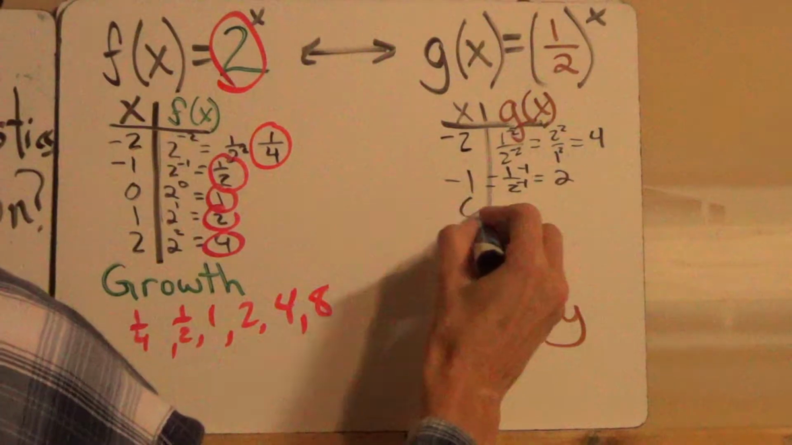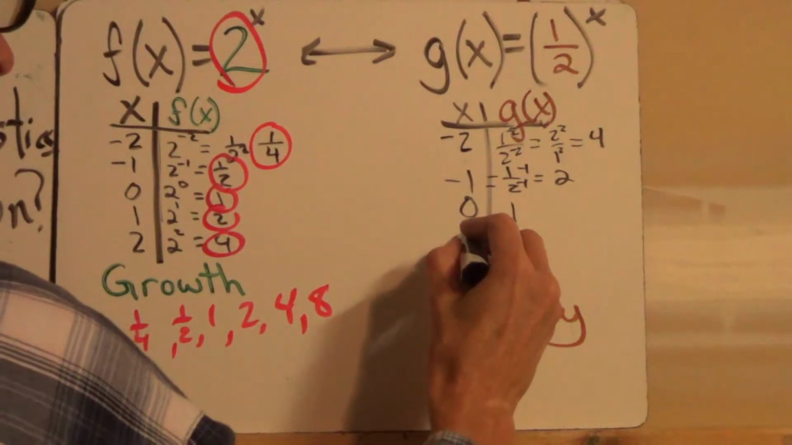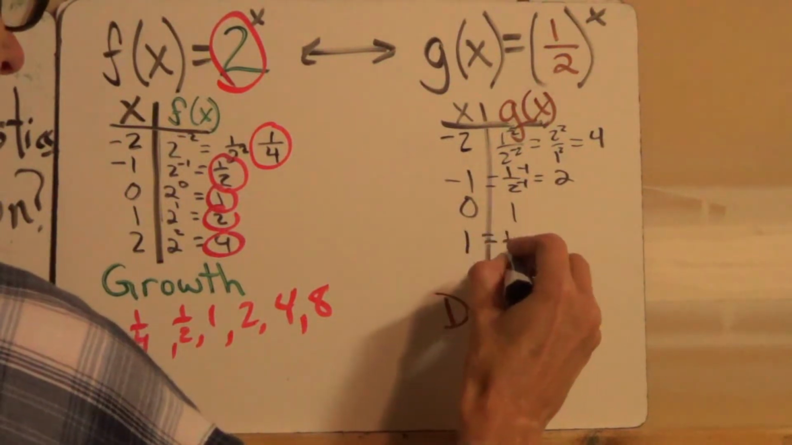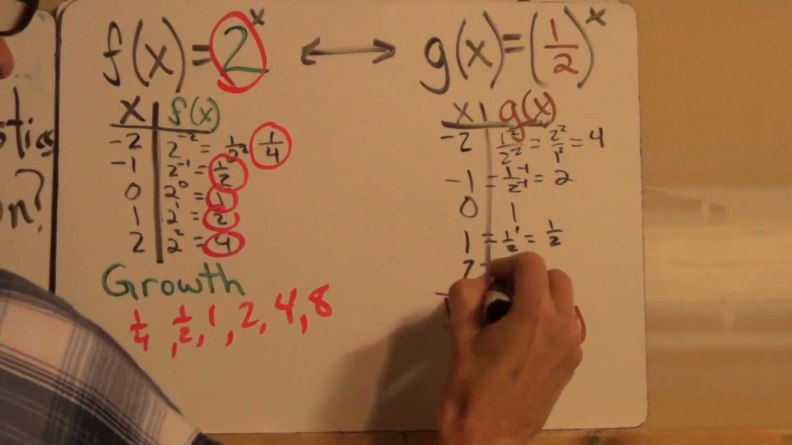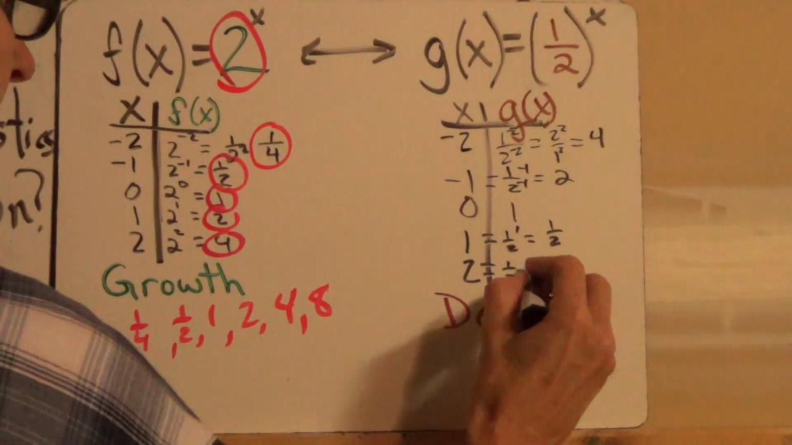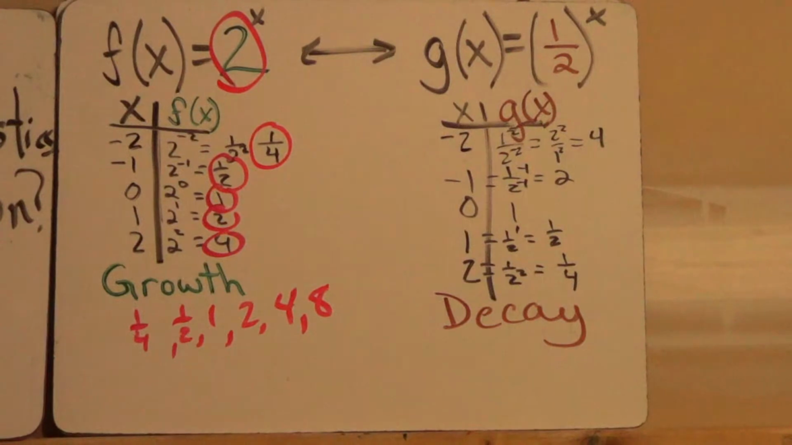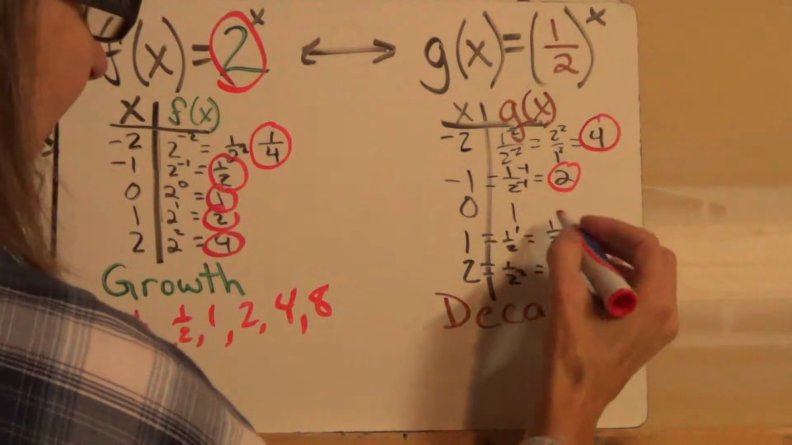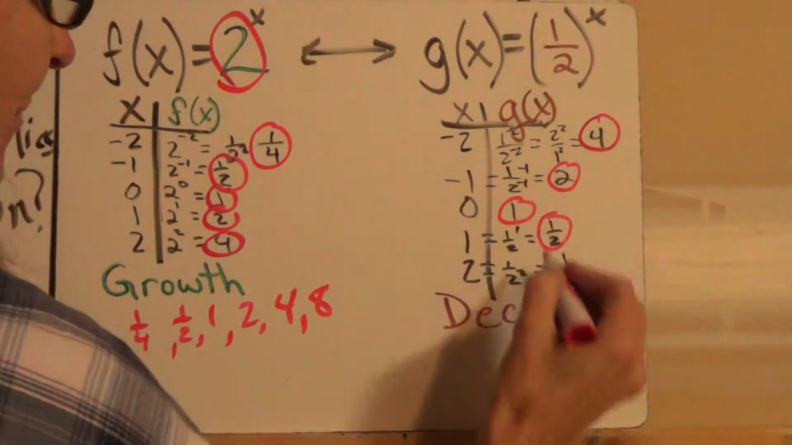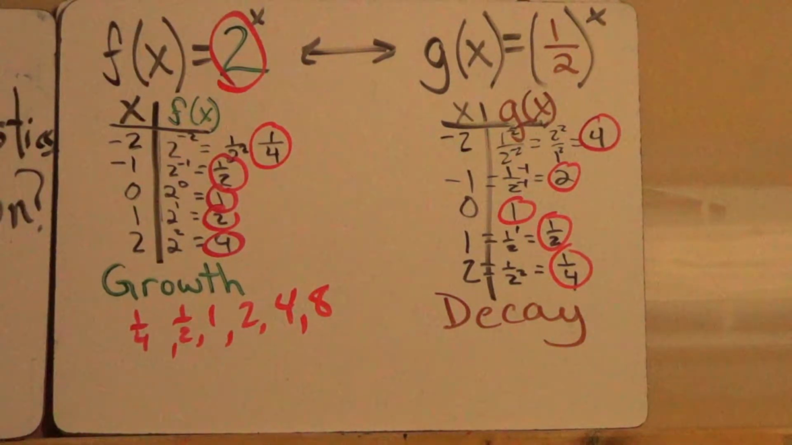2. 0, anything to the 0th power is 1. And 1, 1/2 to the 1 would be 1/2. And 2, 1/2 squared would be 1/4. Do you already see the pattern? Isn't this cool? So 4, we cut it in half, we get 2. 2, we cut it in half, we get 1. 1, we cut in half, we get half. A half, we cut in half, we get... Ha-ha! So our next one would be an 8. And that's how decay works.